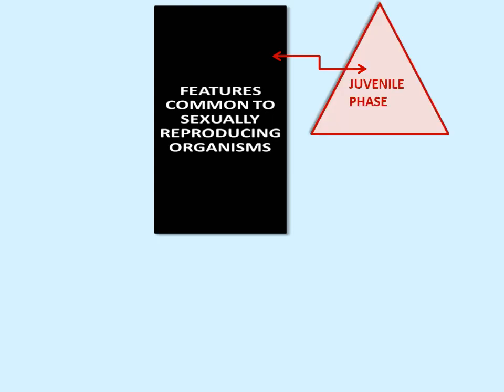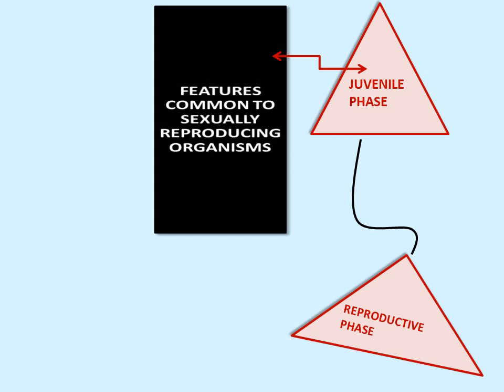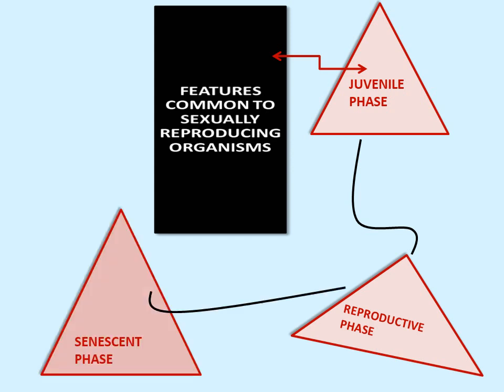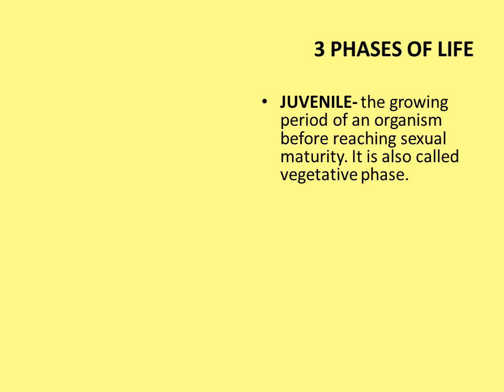Features common to sexually reproducing organisms. All sexually reproducing organisms pass through a juvenile phase, a reproductive phase, and a senescent phase. Three phases of life. Juvenile phase.